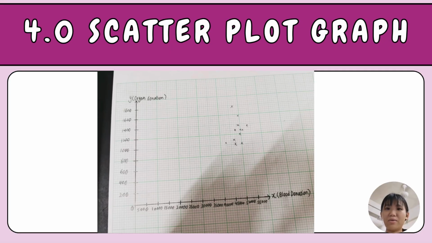In this graph, I use the data in the monthly summary table to plot the points. The Y axis is organ donation and the X axis is blood donation. I use the X and Y data in the table to plot the points for each month.